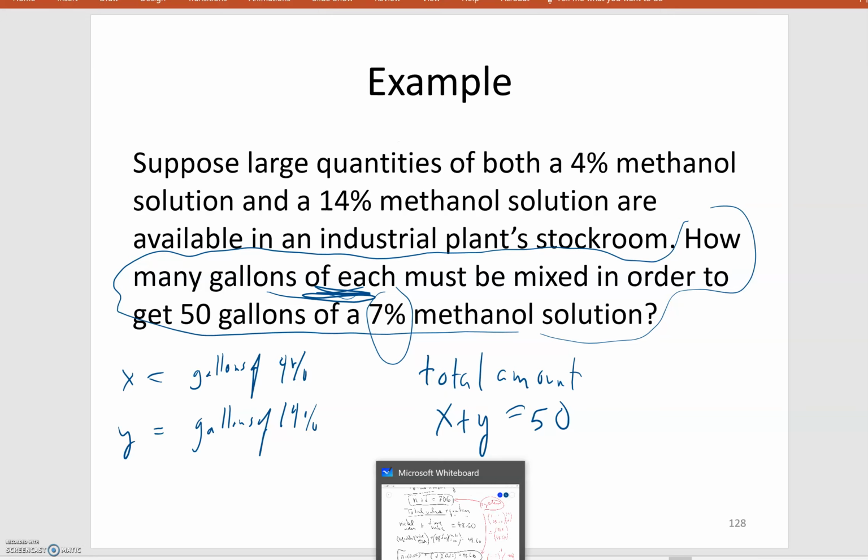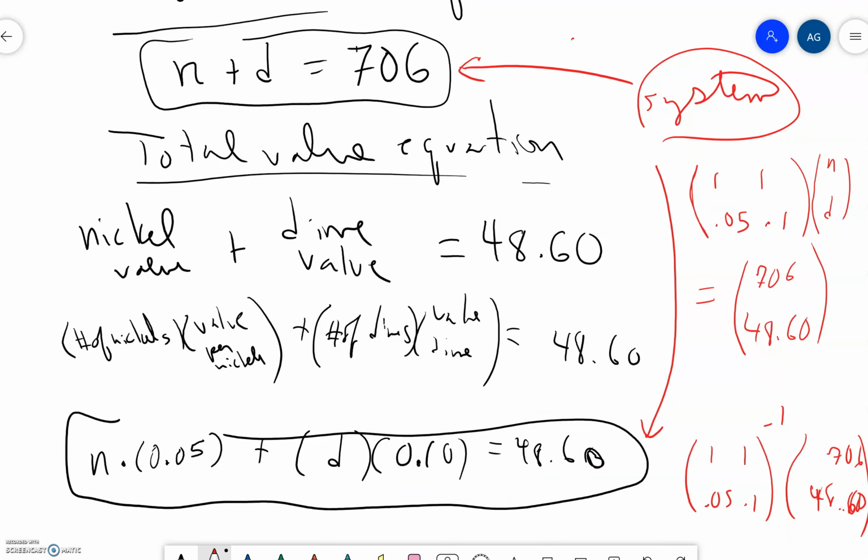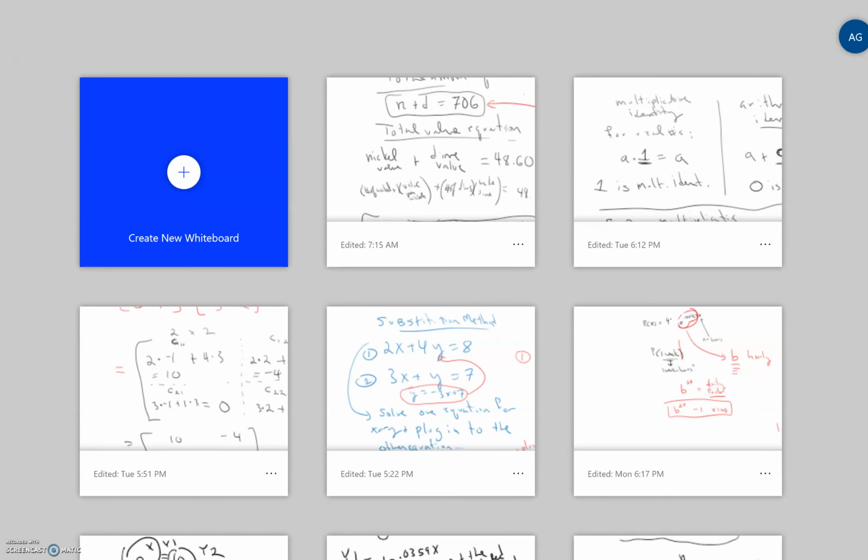So let me go to my whiteboard, and I want to make a new one here. So a pure methanol equation. I think I'm probably going to run out of time in this video, so we'll probably have to finish this in the next lecture. But I'll go ahead for a moment here.